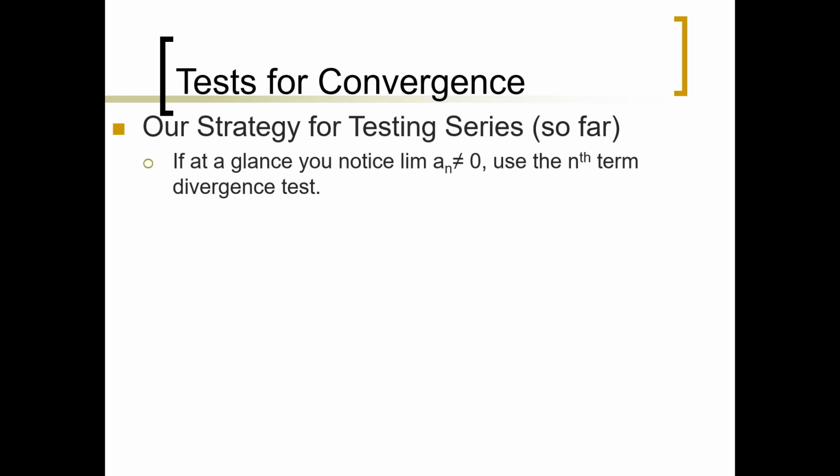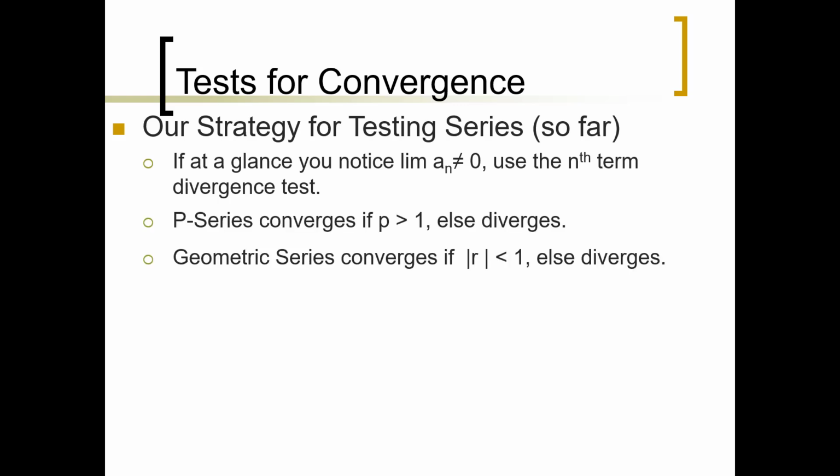If the limit of those terms does not go to 0 as n grows without bound, then I use the nth term divergence test to show the series diverges. After that, I try to see if I can use rewriting tricks to rewrite the series as a p-series or a geometric series or something connected to that. And then if p is more than 1 for the p-series, it converges. If the common ratio between terms in absolute value is less than 1, then the series converges if it's a geometric series.